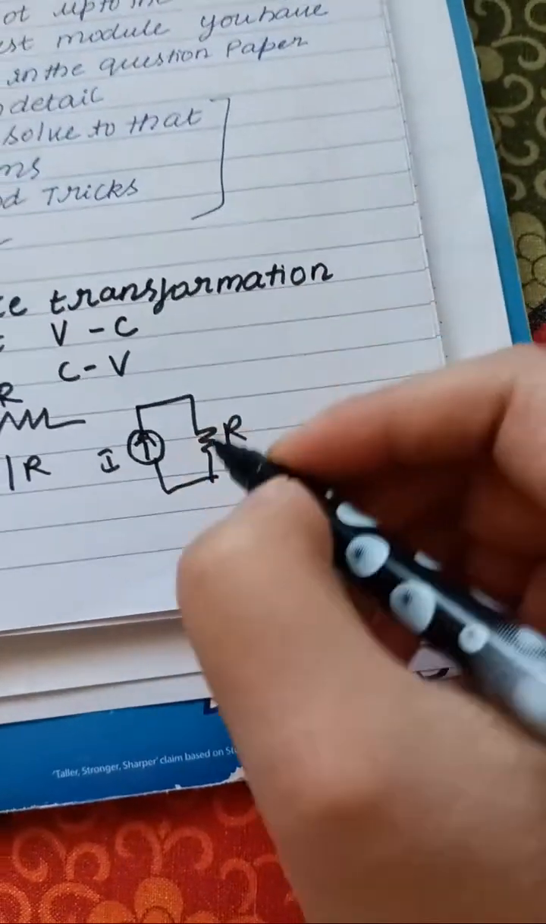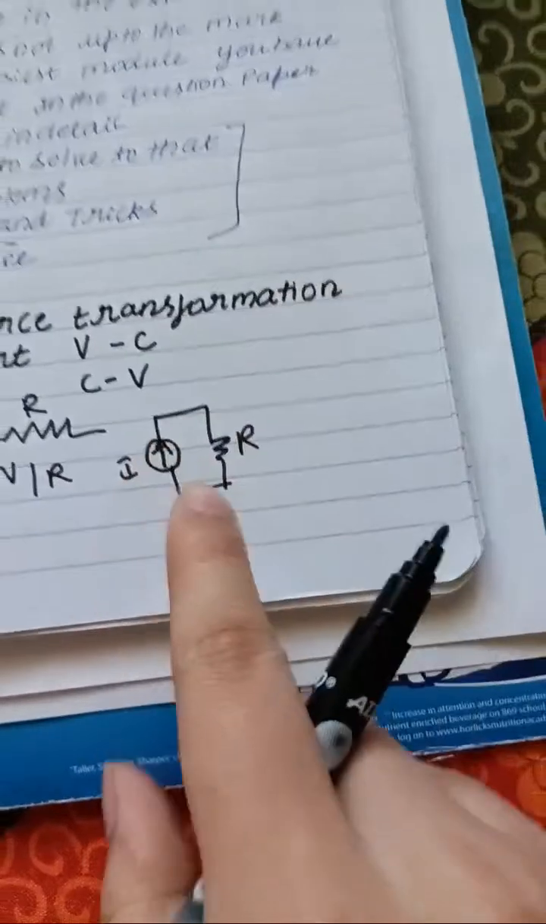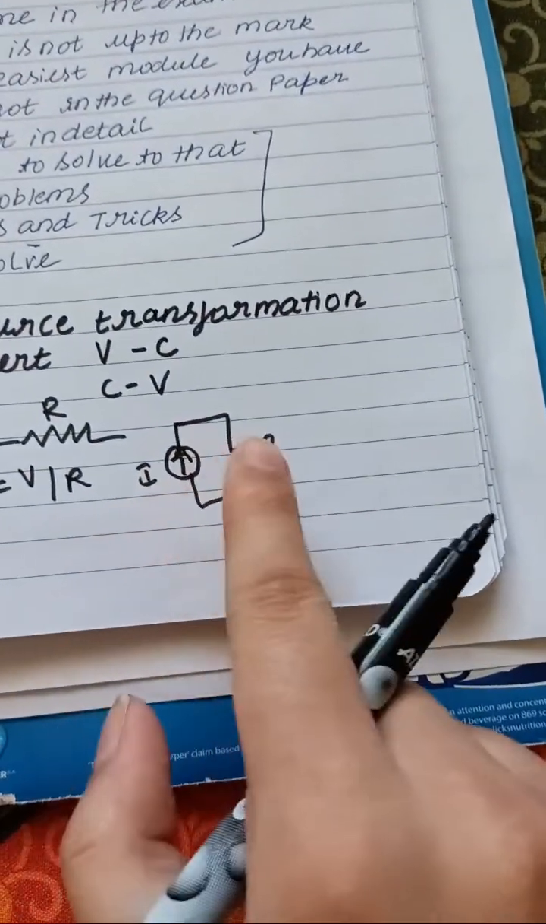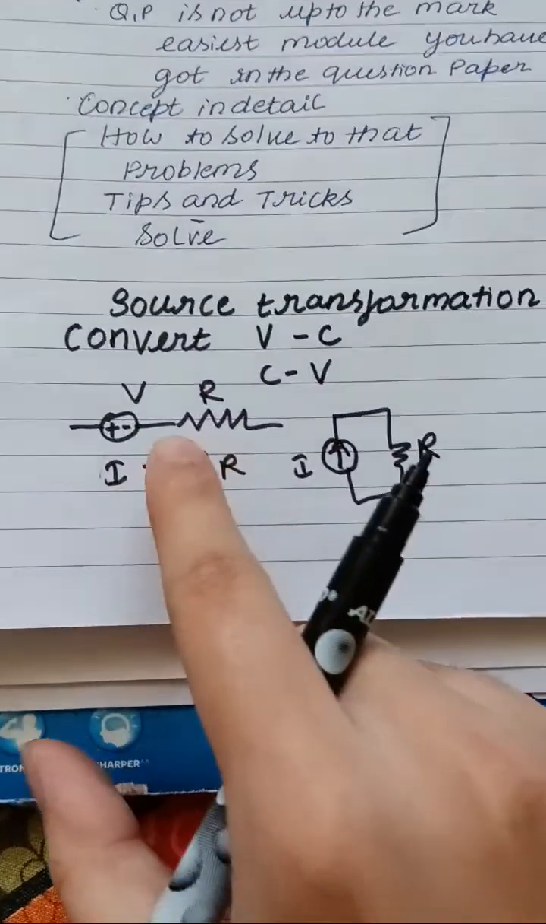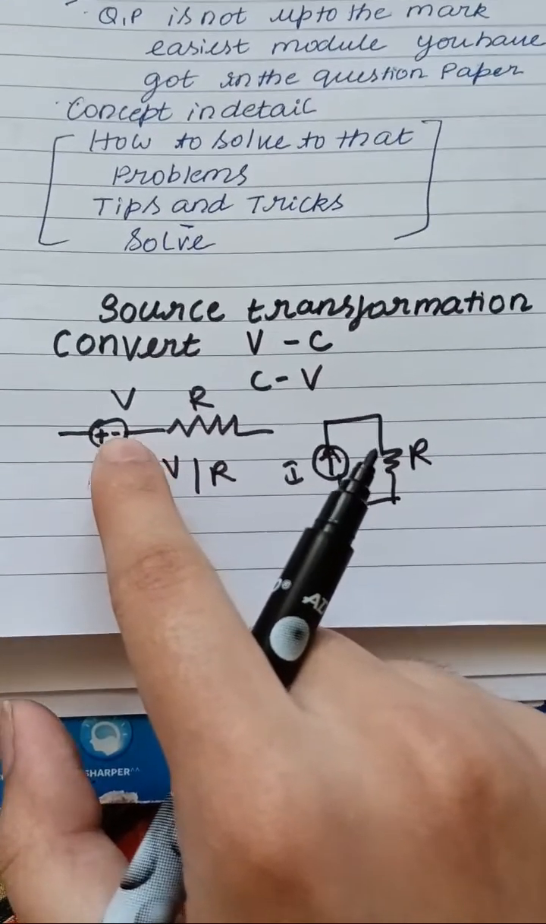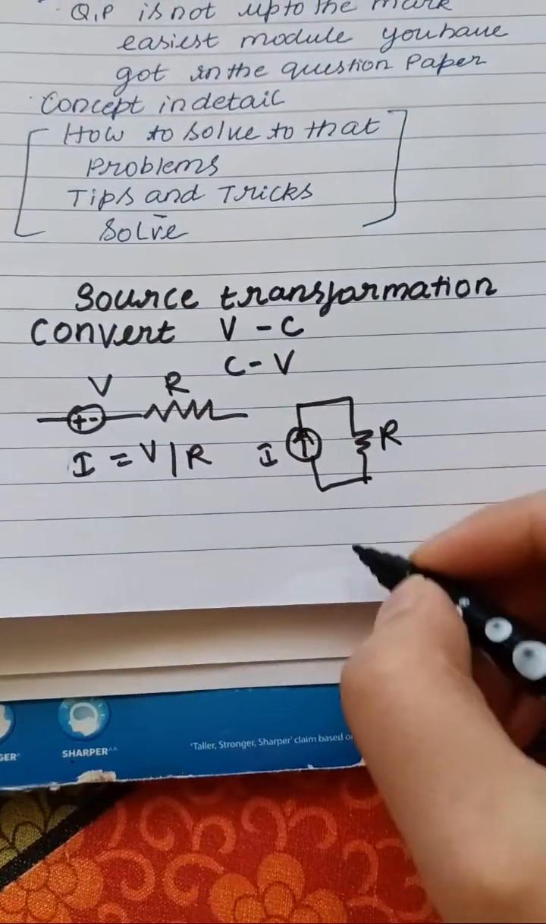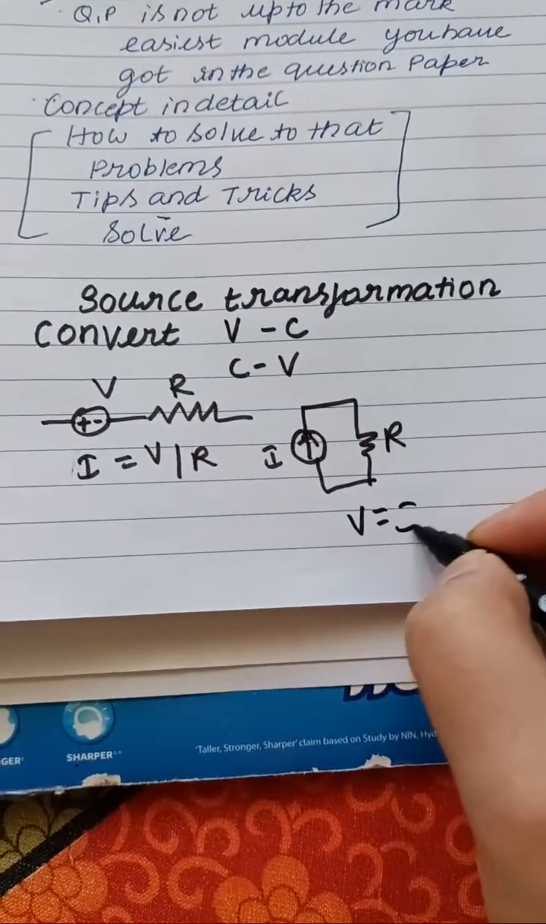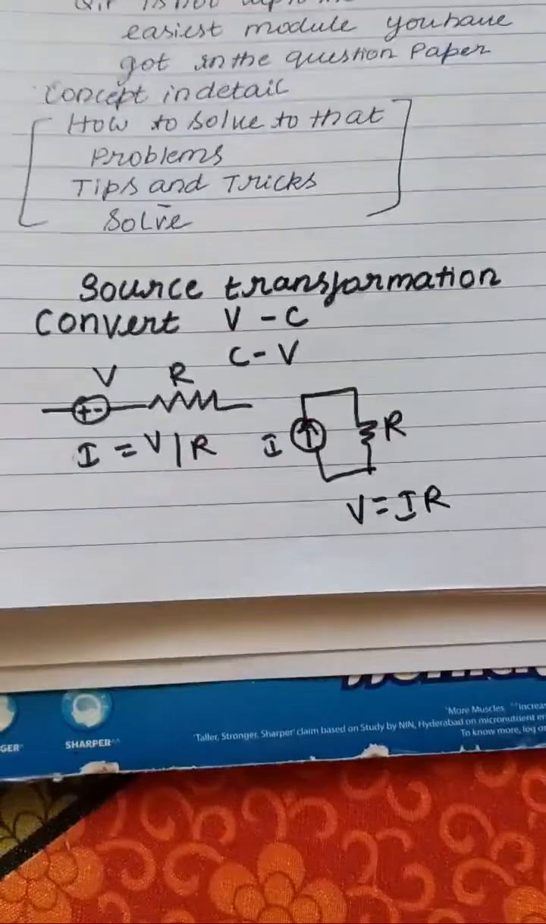Then what is the current to voltage conversion? If you have any current source in parallel with a resistance, you are going to convert it into a voltage, which means you have to use the formula V is equal to IR. So this is what a source transformation is, students.